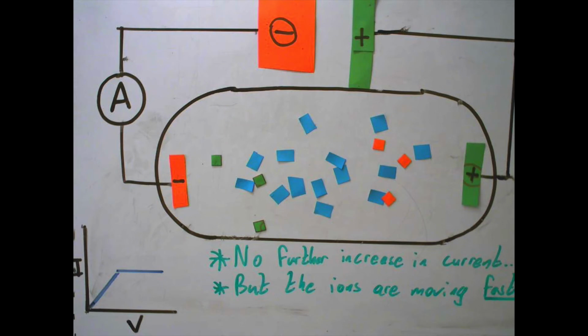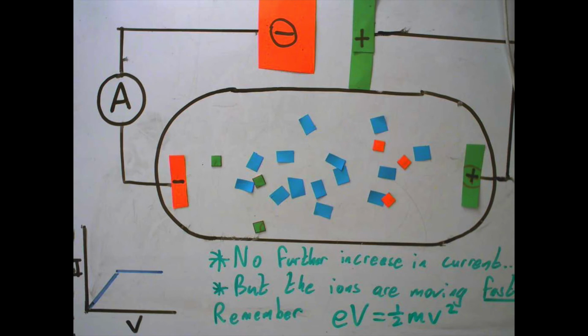Now, what's happening here is all the ions that could be transferring charge are doing so. So you increase the voltage, but you're not getting any more current. Now, that's not to say that nothing's happening. As you increase the voltage, you're increasing the potential difference between the two plates. And this means that the ions are moving faster. They're going to be attracted with more force. Because remember, whatever you lose in potential energy is going to be gained by these ions in kinetic energy. So as you increase the voltage, the ions are going to be moving faster and faster and faster.